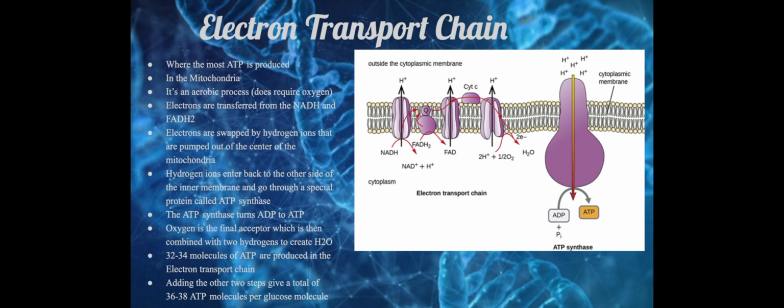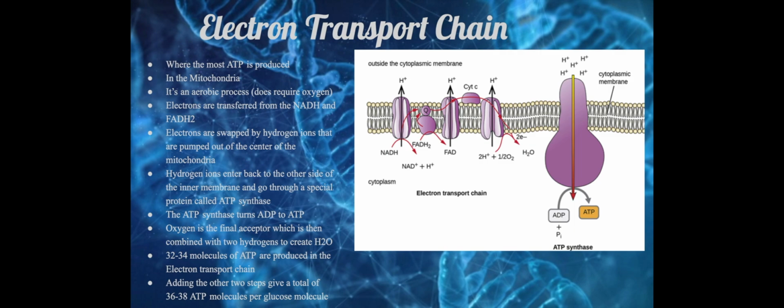Now, in the electron transport chain, what happens is the electrons are transferred from the NADH and FADH2. They are quickly swapped by hydrogen ions that are pumped out of the center of the mitochondria into the outer complex part of the mitochondria. However, they want to quickly come back to the other side of the inner membrane, and they do this by going through a special protein called ATP synthase.